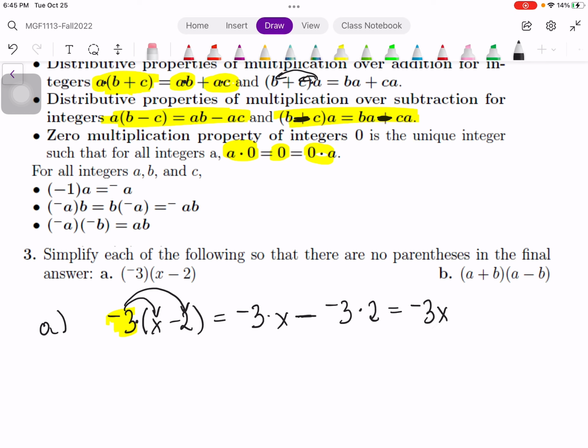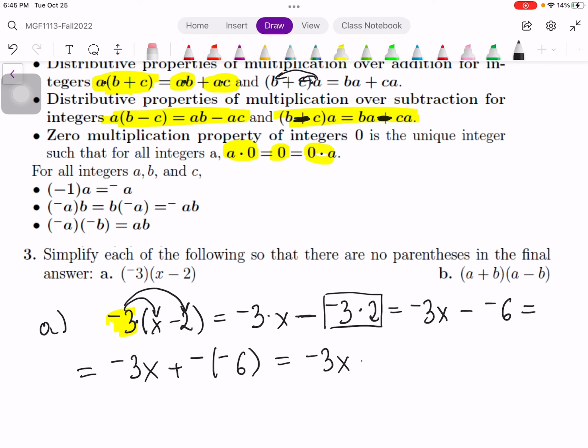But that's negative 3x and then minus, now negative 3 times 2, right? Because first I need to multiply. That, we know, is negative 6. Positive times negative gives me negative. And then I know that since subtraction is the same as adding the opposite, I can think of it as plus negative 6. And that's actually negative, opposite of opposite is 6, right?